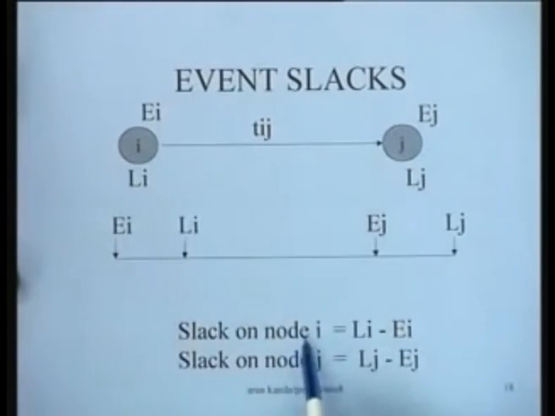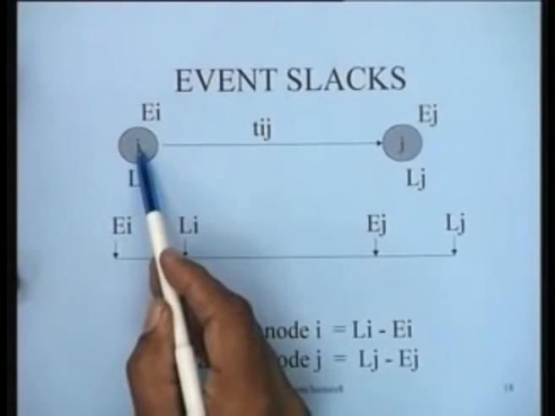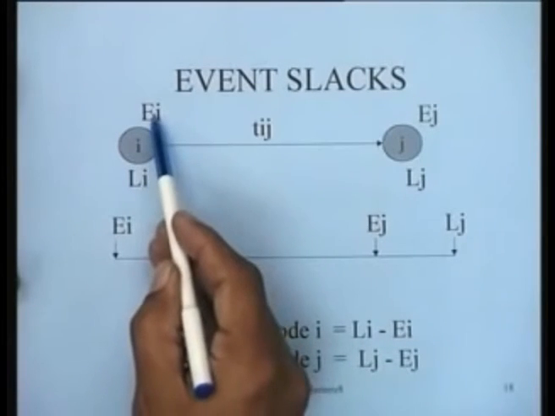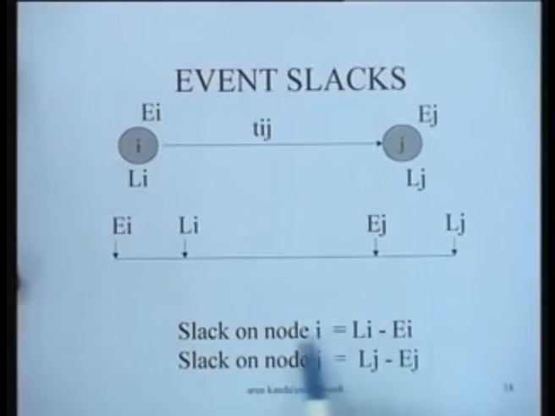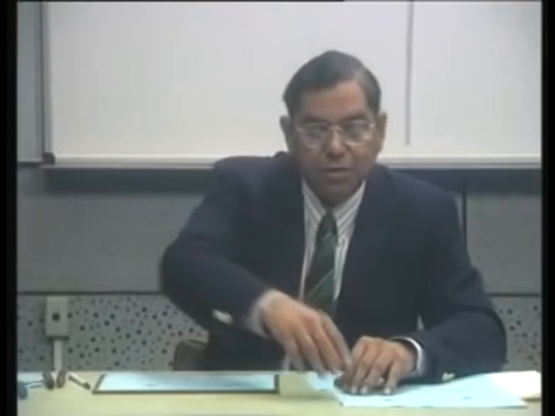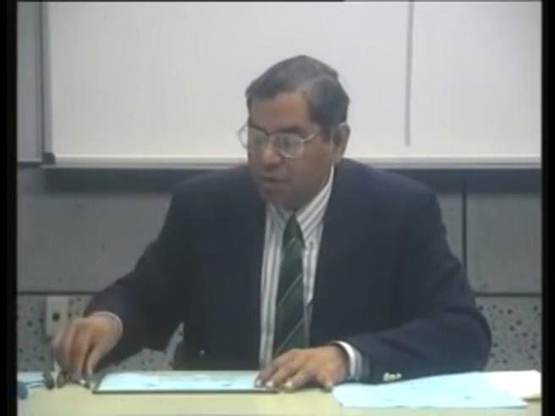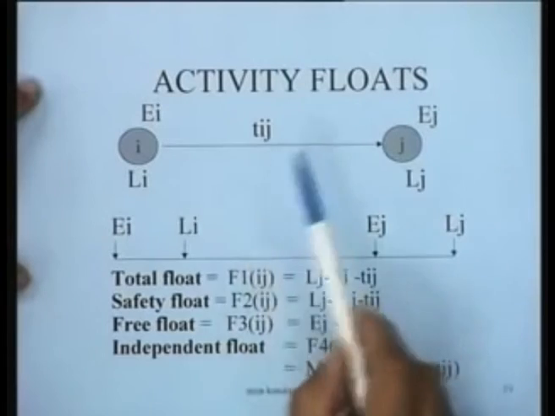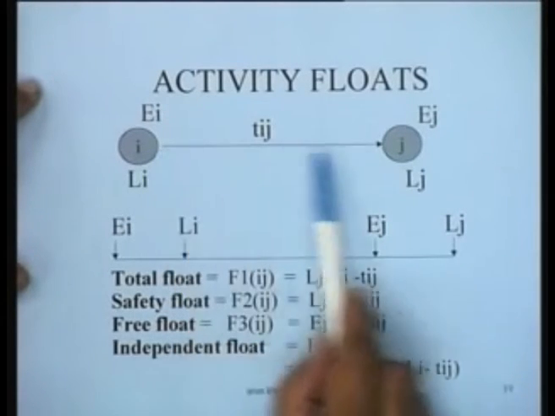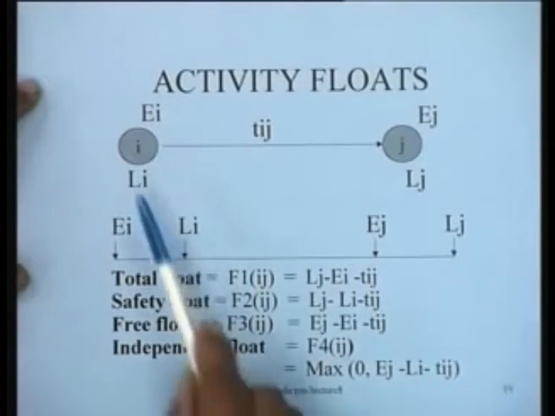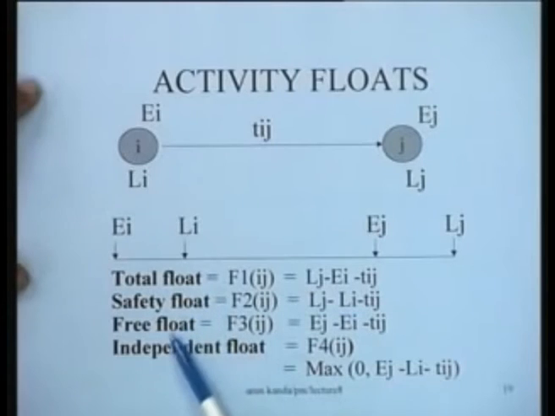We can define the slack on a node. So, this particular node, which is a milestone, has a slack which is determined by the latest occurrence time minus the earliest occurrence time. So, Li minus Ei is the slack on node i, and slack on node j is Lj minus Ej. This is the definition of the node slacks. Then when we talk about the activities, we can talk about activity floats. For instance, this is an activity ij, with Ei, Li, Ej, Lj. For each activity we can define 4 kinds of float.